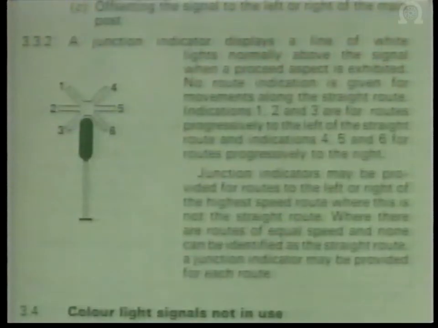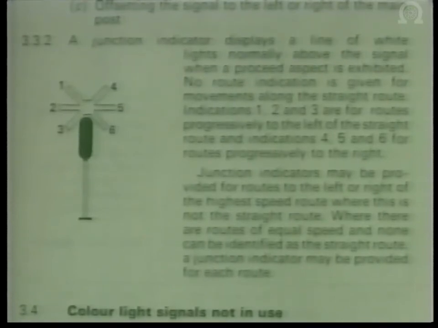Section C, 332 of the rulebook states how we refer to the position of position light junction indicators. No route indication is given for movements along the straight route. Indications 1, 2 and 3 are for routes progressively to the left of the straight route, and indicators 4, 5 and 6 for routes progressively to the right.